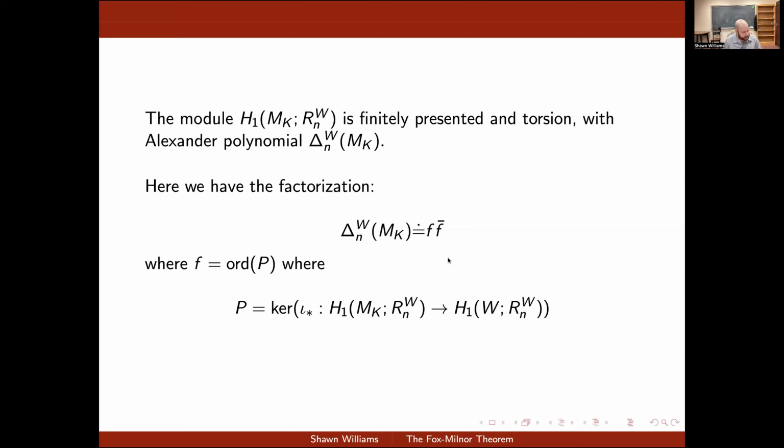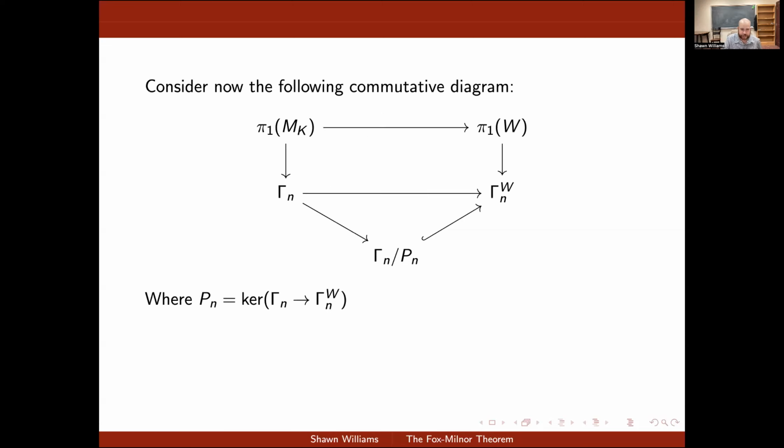And I'm going to do it in such a way that I can pull that factorization back from one coefficient ring to the other coefficient ring. The way we define this modification is by realizing that our map from pi1 of MK to gamma_nW factors through the gamma_n's that we defined previously. So the modification I'm going to take is just the kernel of the homomorphism from gamma_n to gamma_nW. I'm going to call these kernels P_n, and that's going to define my modification.